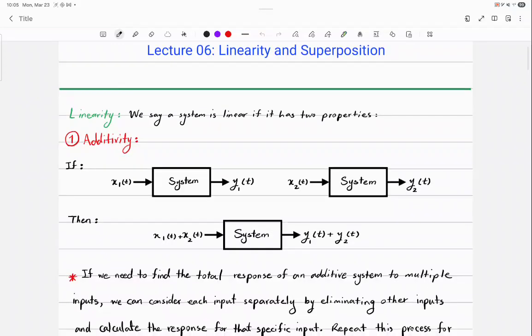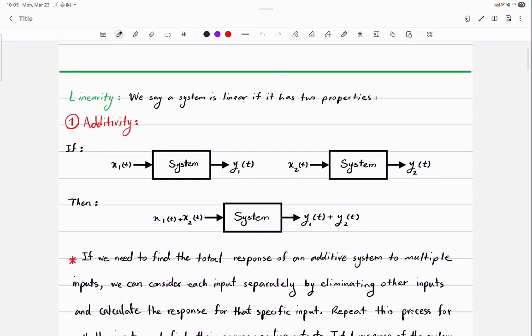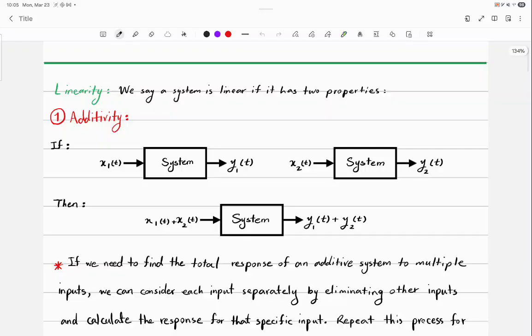Now, we say a system is linear if it has two properties. Let's talk about the first one, which is called additivity, okay? Let's see what it means. So consider one system. These blocks that you see here are all one system. Now, let's focus on the inputs and outputs. Assume that we are giving an input to that system, and the input is called x1. And let's call the associated output y1. So x1 and y1.